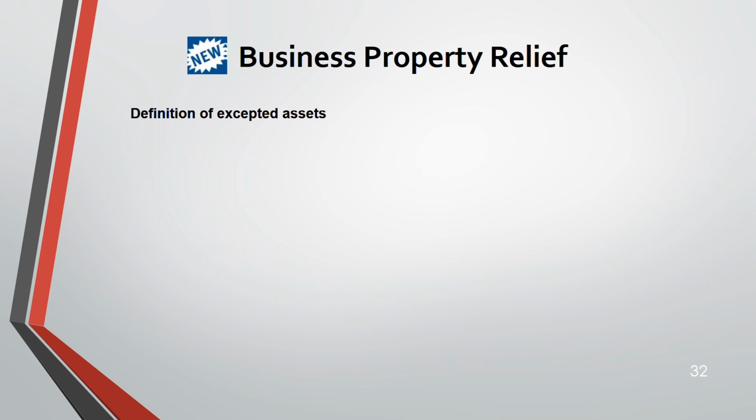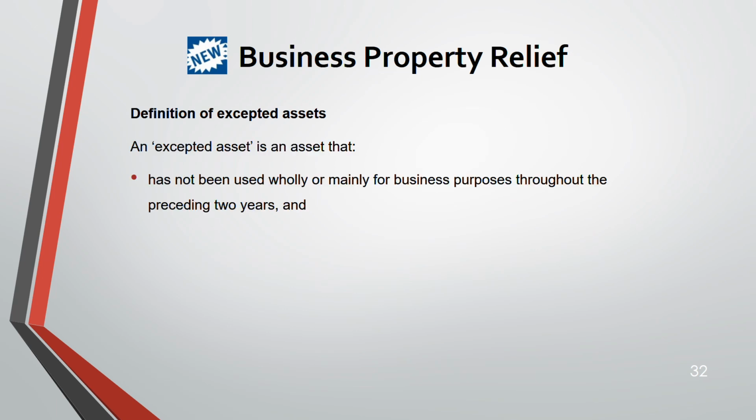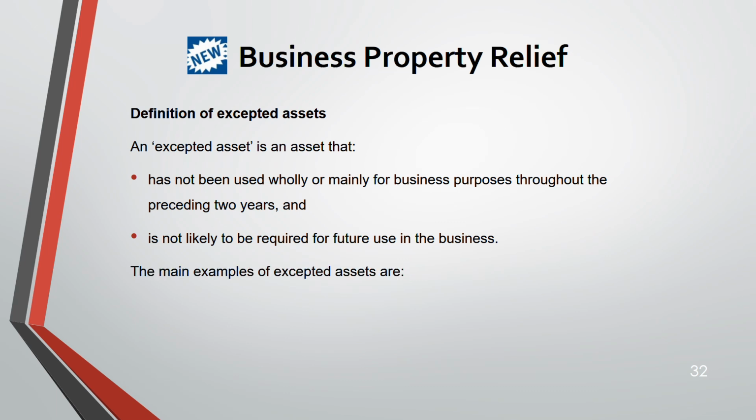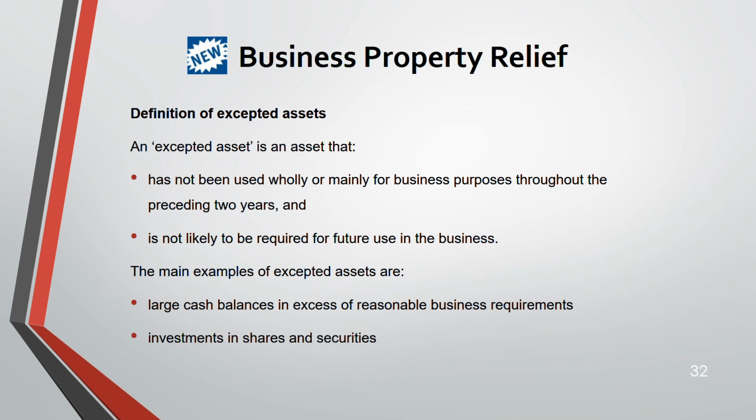What is the definition of excepted assets? An excepted asset is an asset that has not been used wholly or mainly for trading purposes throughout the last 2 years, and is not likely to be required for future use in the business. Main examples: large cash balances in excess of reasonable business requirements, investment in shares and securities, and investment in land and buildings which are let. These are excepted assets.